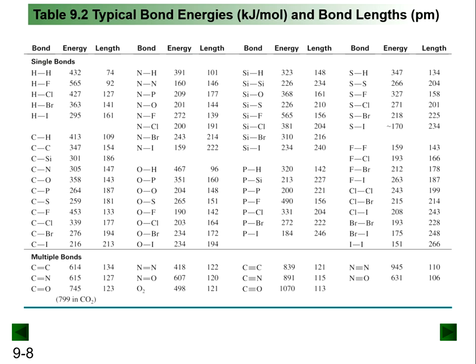Now, this table shows typical bond energies and typical bond lengths. These are average values. The specific correct values would be for the diatomics. So, for example, in the upper left-hand corner, hydrogen bonding to hydrogen, fluorine, chlorine, bromine, and iodine, those are diatomic molecules, and those are the correct bond energies and bond lengths.